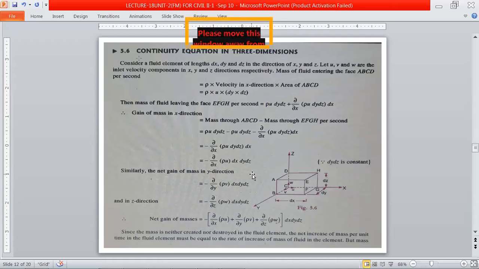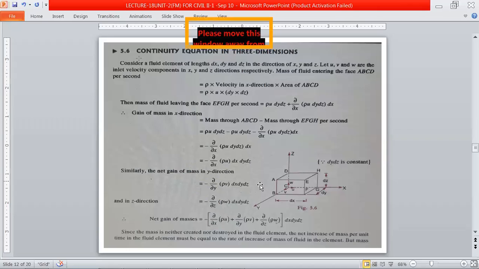So from here, when the fluid is entering, the fluid element of length, this particle is entering into the pipe. Then the mass through ABCD per second is equal to rho into velocity in x direction into the area of ABCD.